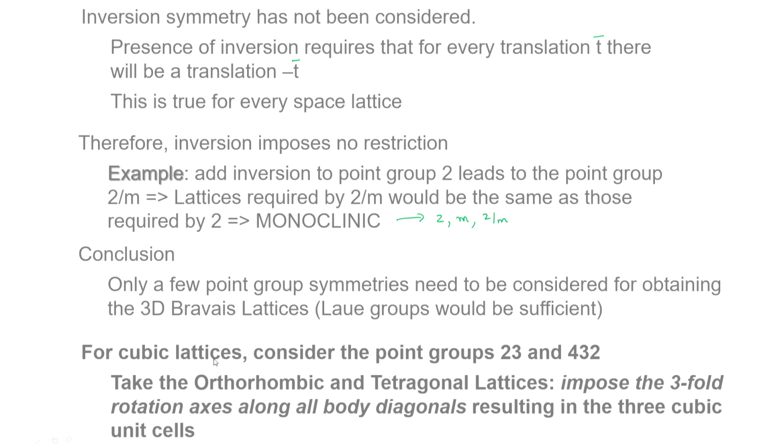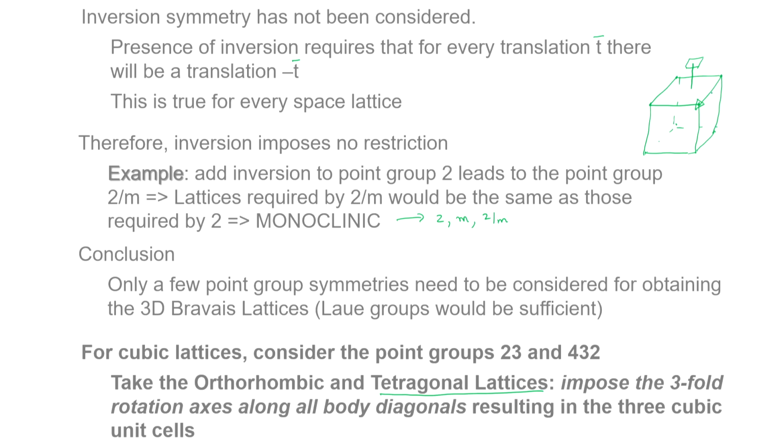Well, for cubic lattices, we can just consider these point groups 2 3 and 4 3 2, and how we can get the cubic lattices is you could consider, for example, a tetragonal lattice. If I take a tetragonal lattice, so if I consider a primitive tetragonal, it has a 4-fold rotational symmetry.